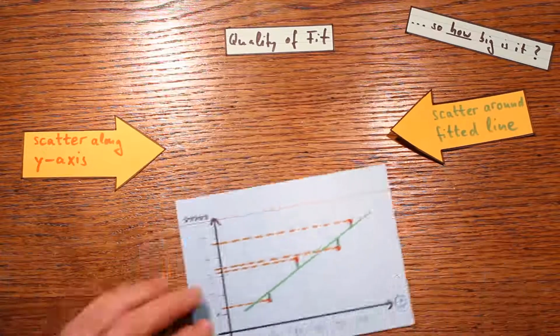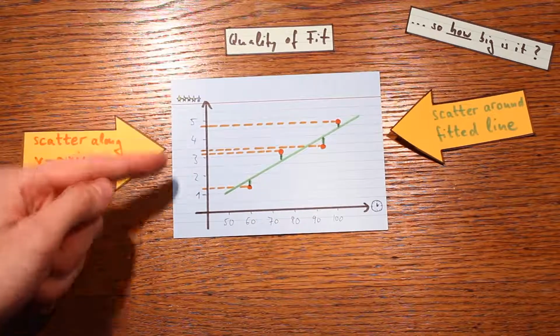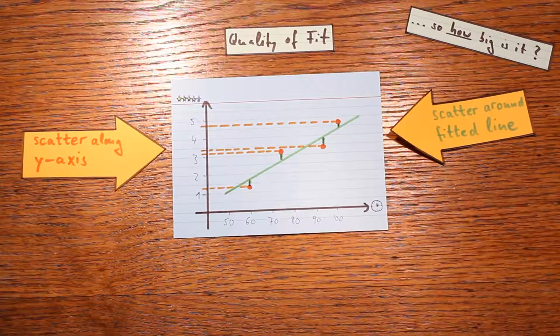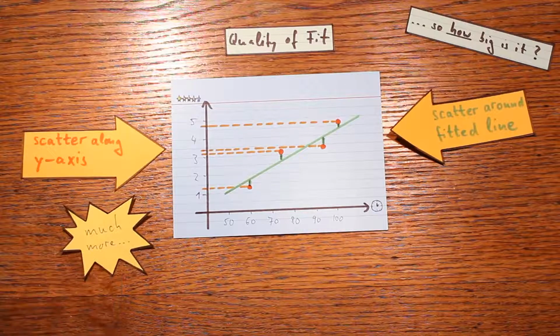So in this data set, we can see that there's quite a lot of scatter along the y-axis. But there's really little scatter around the fitted line, right? Because the distances here of the data points from this fitted line, they are really short. Okay, so in comparison, there's a lot more scatter along the y-axis than there's scatter around the fitted line.